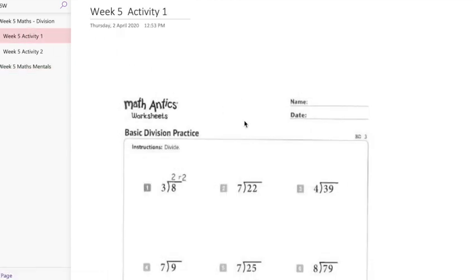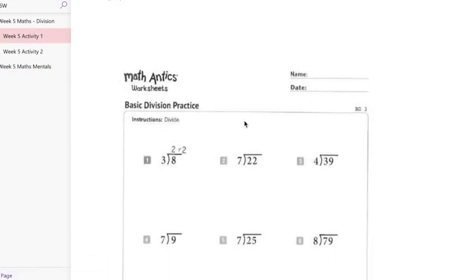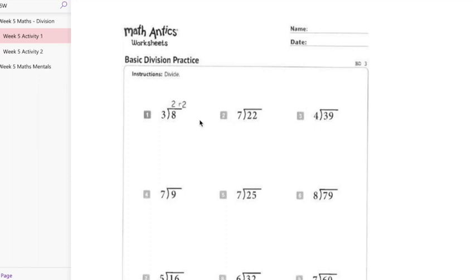In activity 1, we're looking at our Math Antics worksheet, and you're going to be completing some division here. Now, these are going to include some remainders at times. So we're looking at 3 into 8. Well, 3 goes into 8 2 times, and there are 2 left over. That is the remainder. Whatever is left over that it does not go into the number evenly is your remainder. Just a reminder there for those people who might be asking.